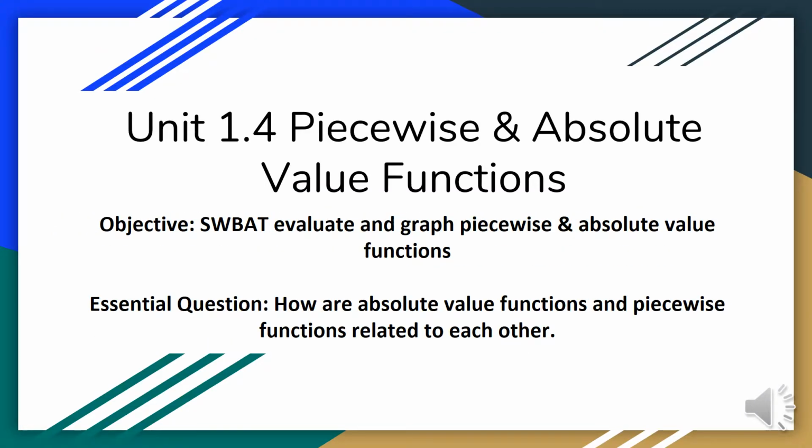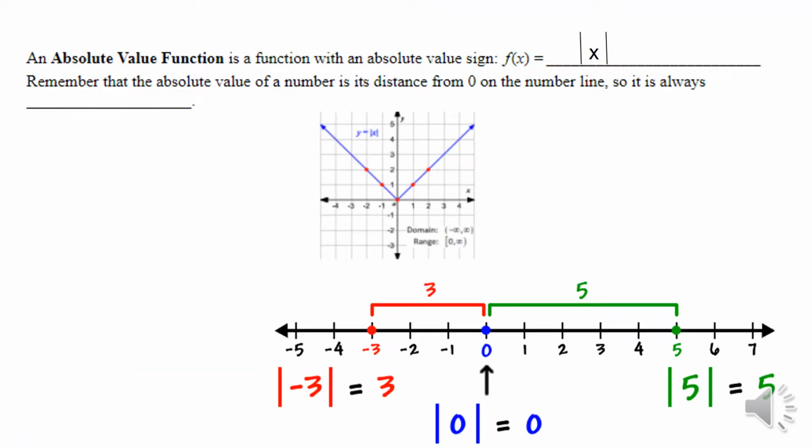In Unit 1.4, we talked about piecewise and absolute value functions. Our objective was to be able to evaluate and graph piecewise and absolute value functions, and we wanted to be able to relate them to one another. So an absolute value function is a function with the equation f of x equals, and then it has the absolute value bars around the x. Remember that an absolute value of a number is its distance from 0, so it's always non-negative. Why can't we say it's always positive?